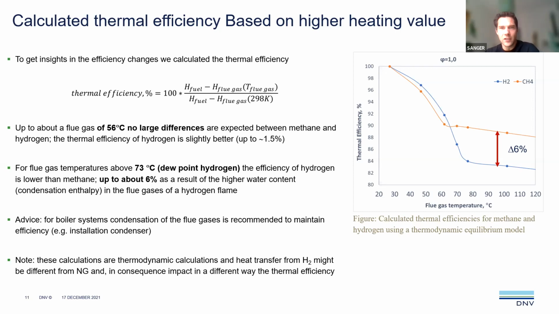So that's a waste. What you should always do is condense your flue gases and get the latent energy also out of your system. And then what you see at the beginning, for the low temperatures, is that the thermal efficiency is more or less equal for hydrogen combustion in comparison to natural gas combustion. So that's one of the things always to take care of. You should always bear in mind, if you switch to hydrogen, that the latent energy is different from natural gas.